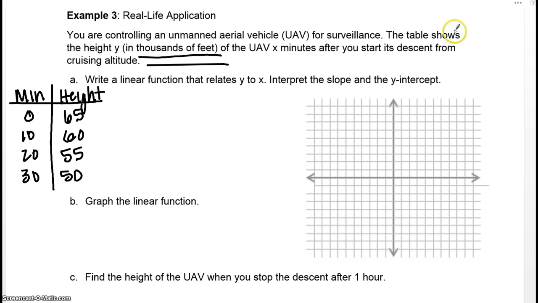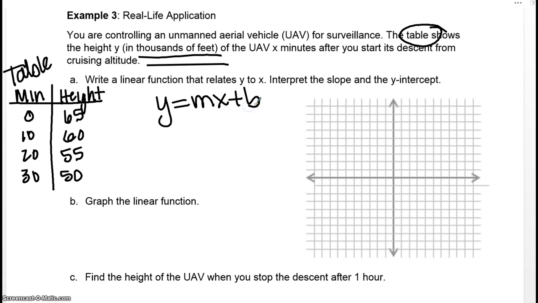Now obviously I forgot to copy the table in your note packet, so this is the table that you're supposed to be referring to, where it has minutes and height. So it says write a linear function that relates y to x, and keep in mind that's y equals mx plus b. Okay, so I need to find the change in y over the change in x to find the slope. And I notice that I am decreasing by 5 each time and increasing by 10 minutes. So my slope is negative 5 over 10, which simplifies to negative 1/2.